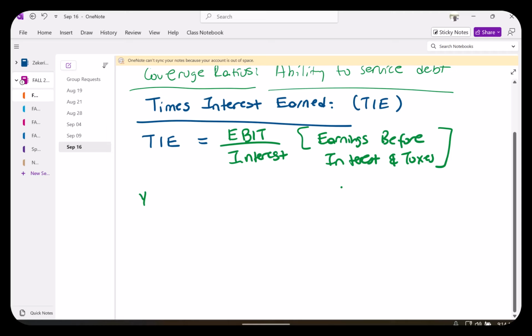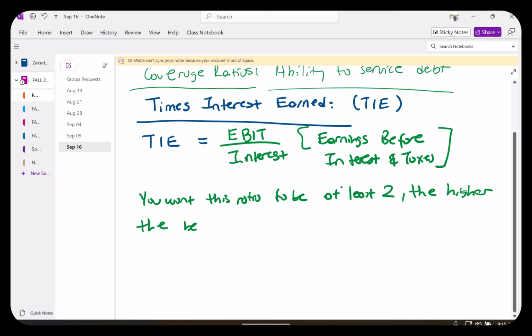You want this ratio to be probably at least 2, and that's a rule of thumb. There is no hard and fast rule. 2 would be something like equivalent to 50% debt service to income ratio. The higher, the better.